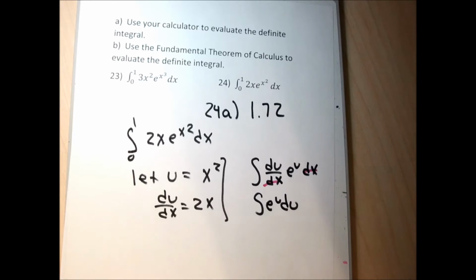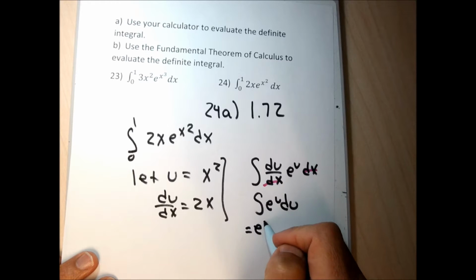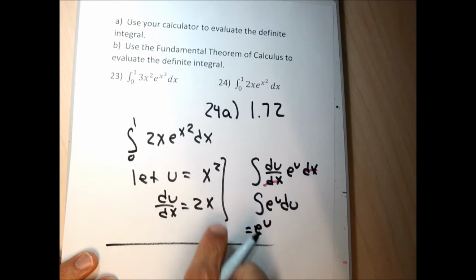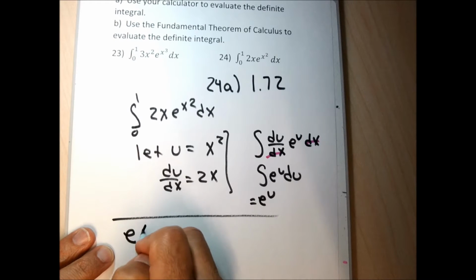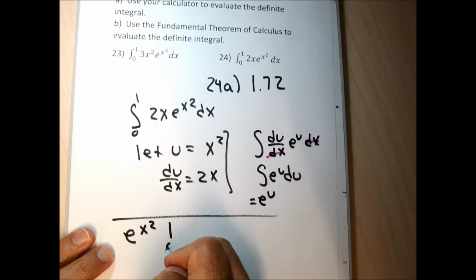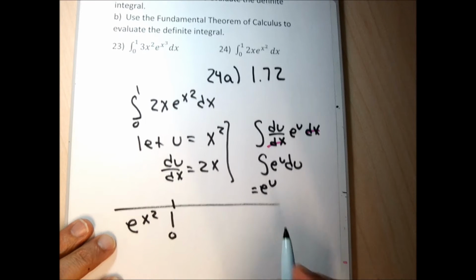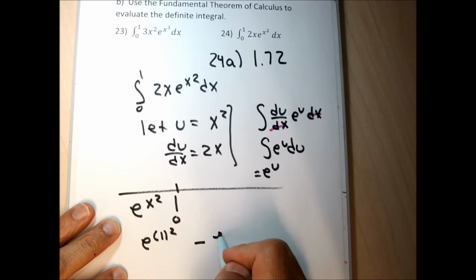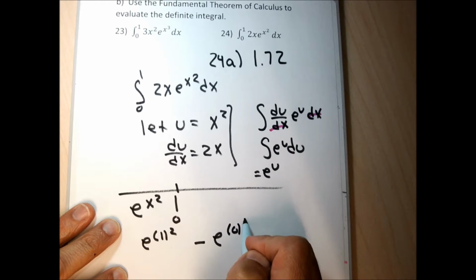And that's the nicest integral. E is its own integral, or antiderivative. So this is e to the u. I don't need the plus c. I'm going to change the u back to x squared. So I'm going to have e to the x squared evaluated from 0 to 1. I'm going to plug 1 in and go e to the 1 squared. And then I'm going to plug 0 in and do e to the 0 squared.